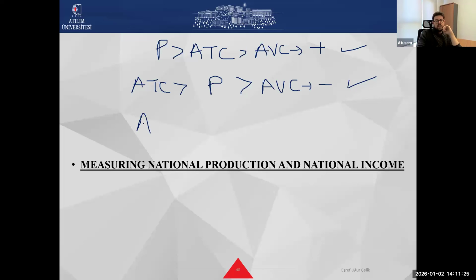And the last one, AVC is greater than price, negative profit, and we can close our firms. We cannot cover fixed cost or variable cost. At that condition, we can close our firms.